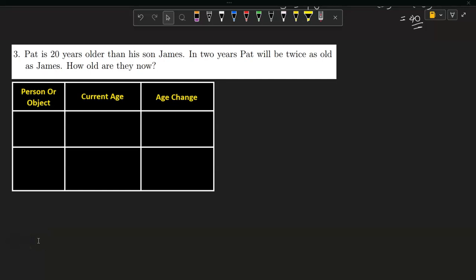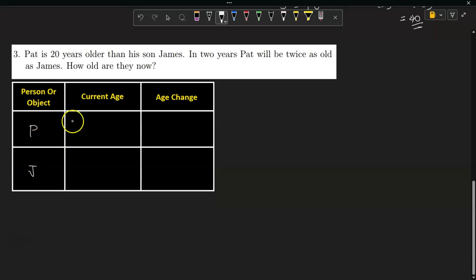Let's have problem number 3. It says here, Pat is 20 years older than his son James. In 2 years, Pat will be twice as old as James. How old are they now? So again, write down the persons involved. So we have Pat, and of course the son James.